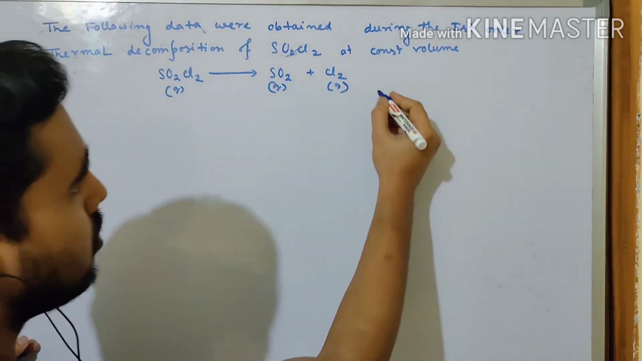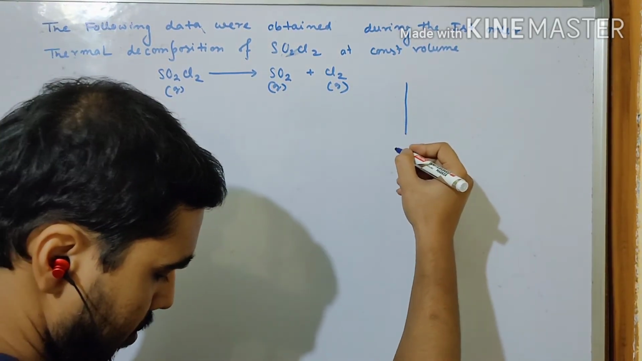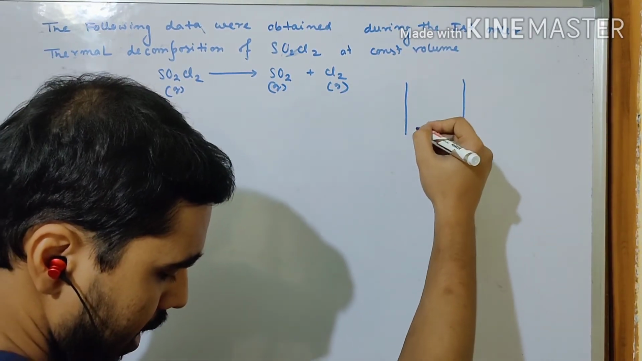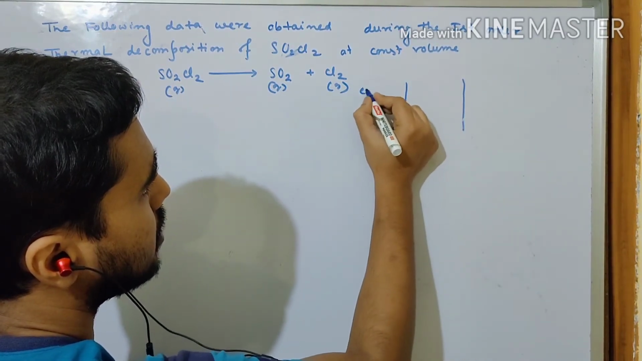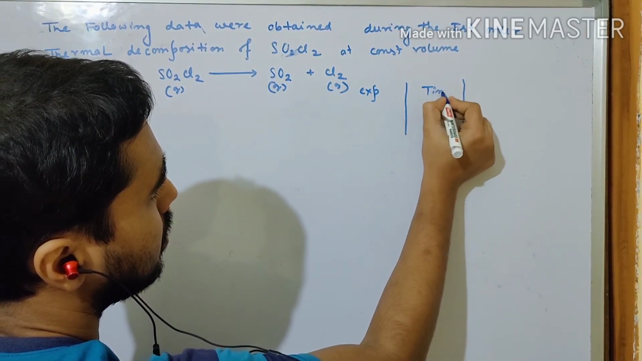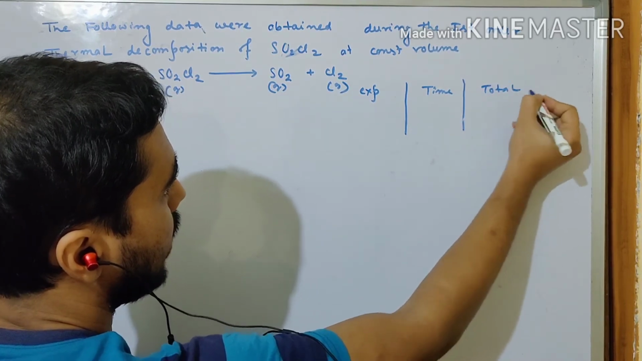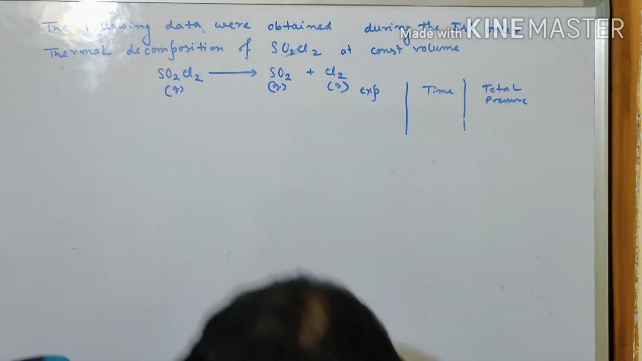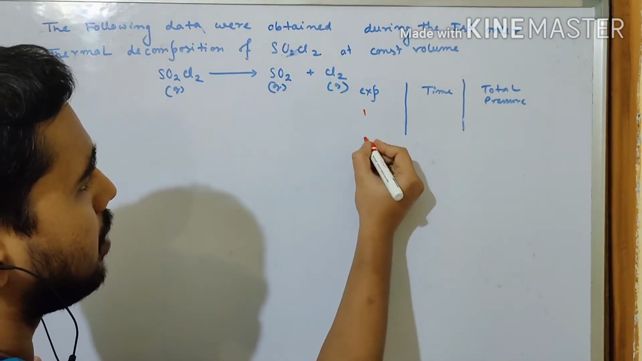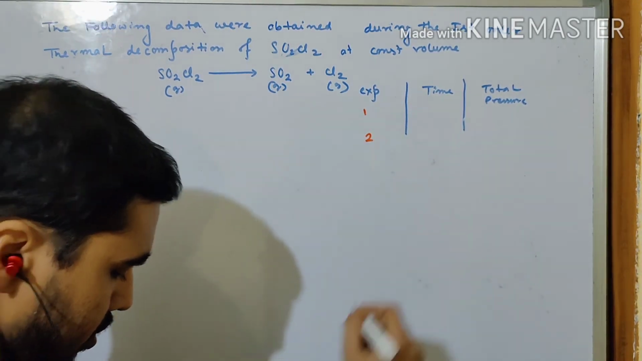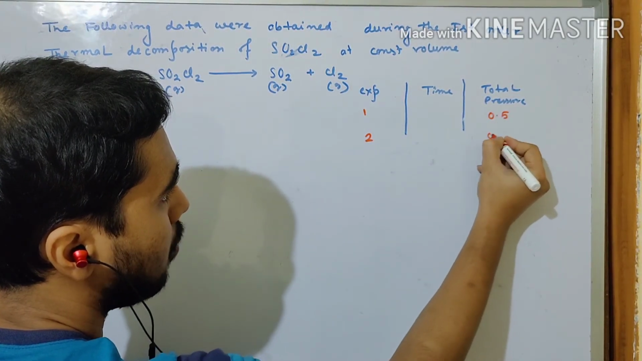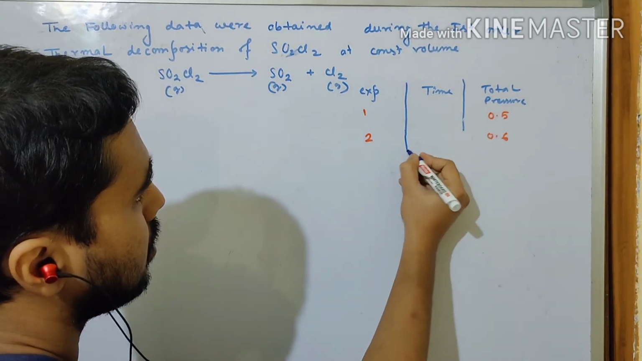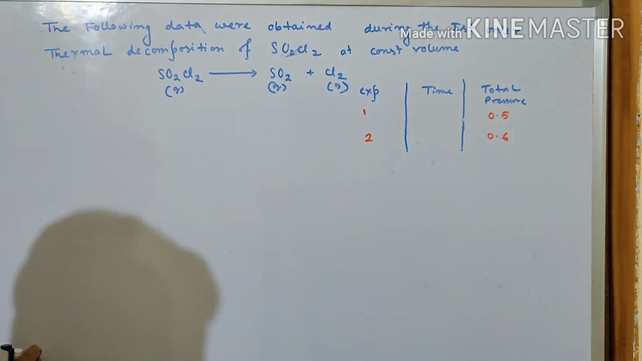Some experimental values are also given. Experimental values are like experiment, time and total pressure. The values are like this. This is the first experiment, second experiment. So it is 0.5 and 0.6. Now, the time is 0 and 100.